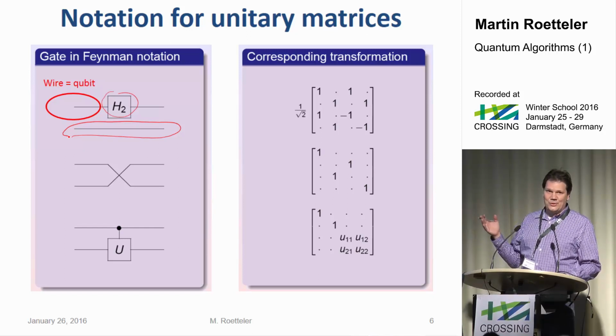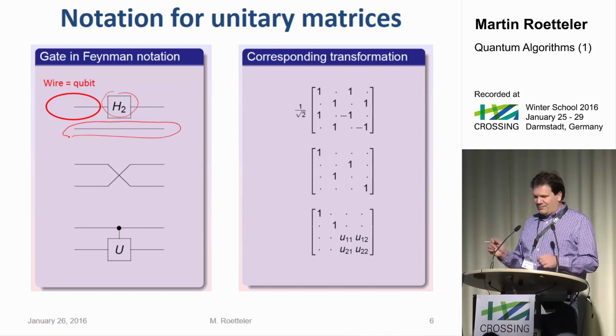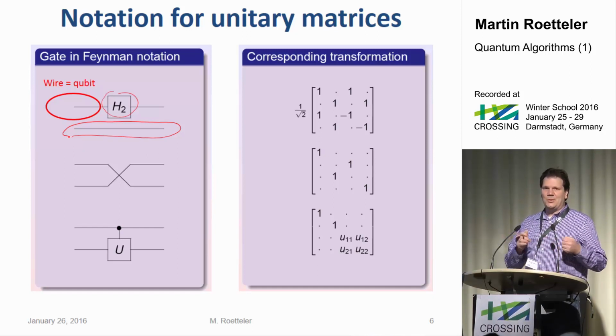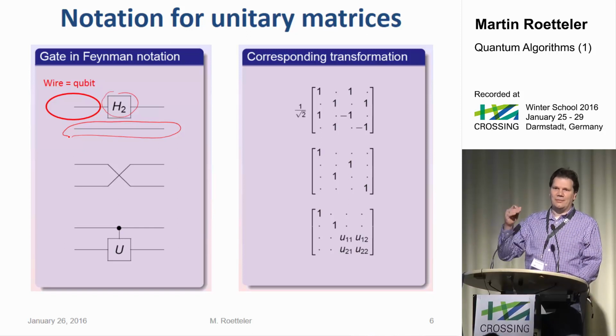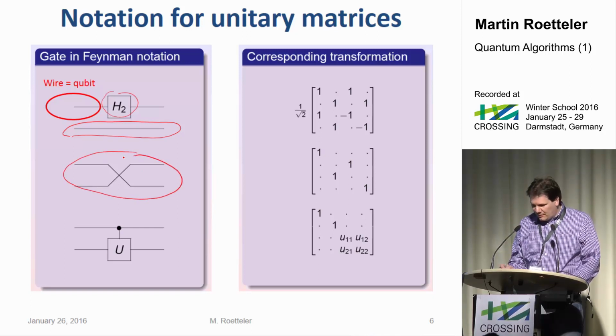Sometimes you get other structures that represent the circuits that might be easier to work with. The trick is to know at what level you want to work. Sometimes it's better to work at a higher level, sometimes at a lower level. This circuit here is just a swap between two qubits. Mathematically, that is this matrix, a permutation matrix.